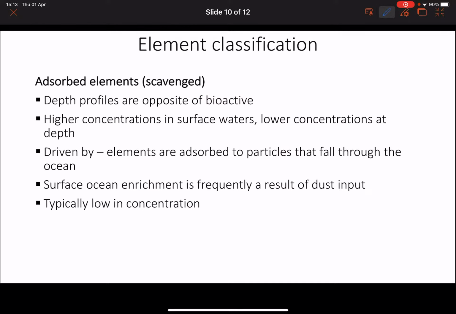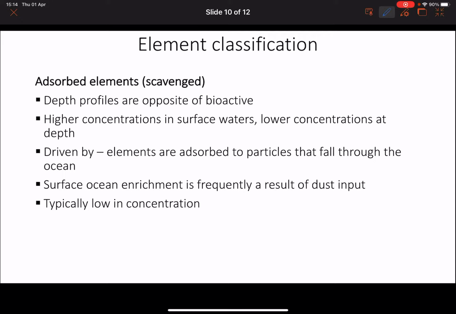Okay, the third classification is adsorbed elements, which are also known as scavenged elements. And the depth profiles of adsorbed elements are the opposite of the bioactive. So meaning that they have higher concentrations in the surface waters and lower concentrations at depth. And the reason for this is that these tend to be trace metals that are not needed for biology. So what ends up happening is you have a surface ocean enrichment.